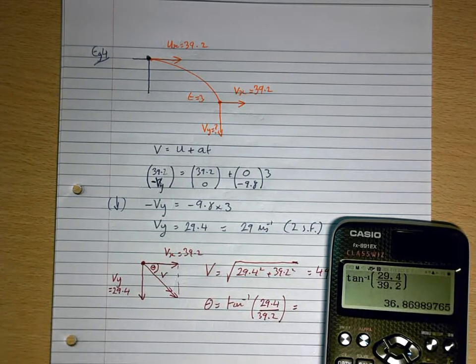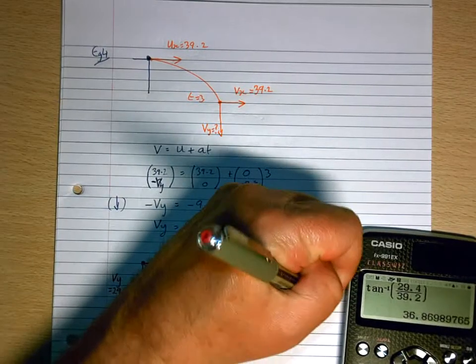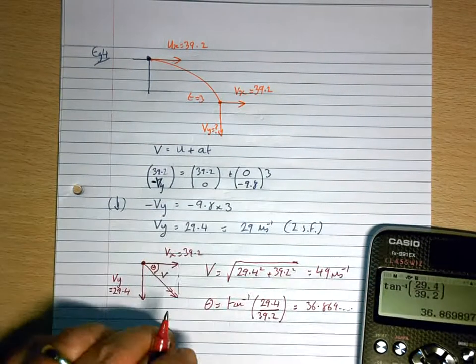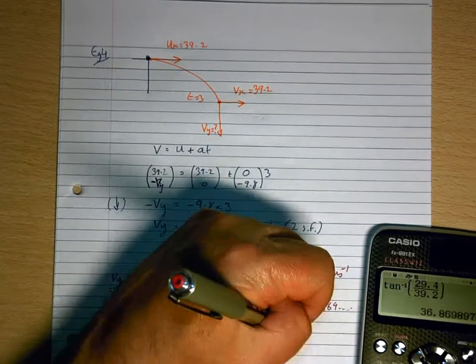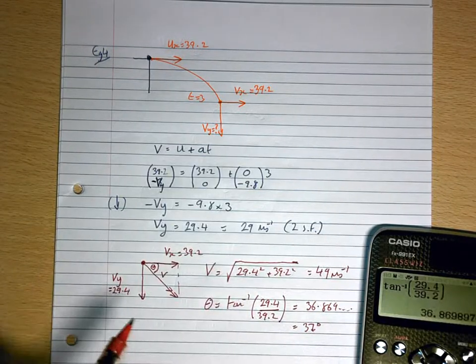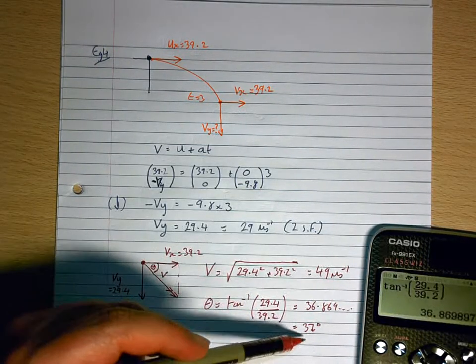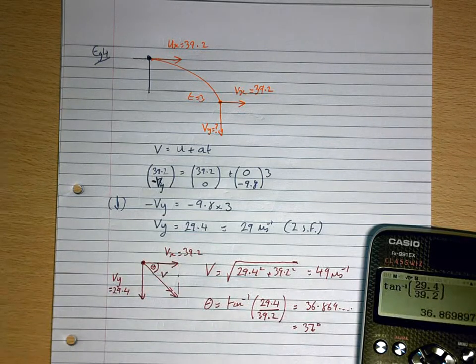So that equals 36.86 degrees, which rounds to two significant figures to 37 degrees. So it's travelling at an angle of 37 degrees below the horizontal at a speed of 49 meters per second.